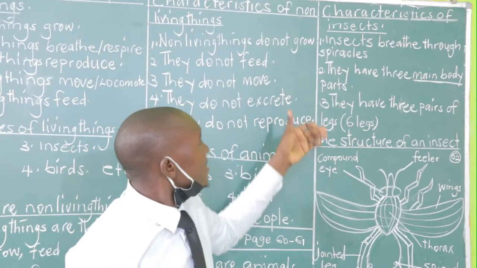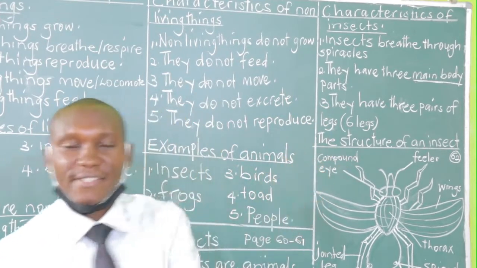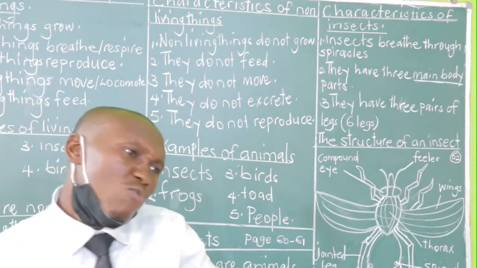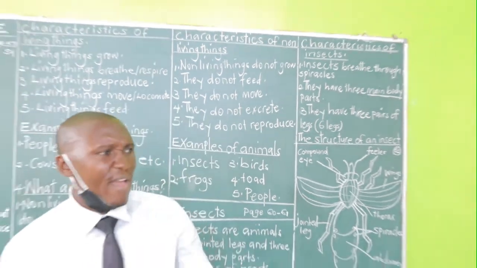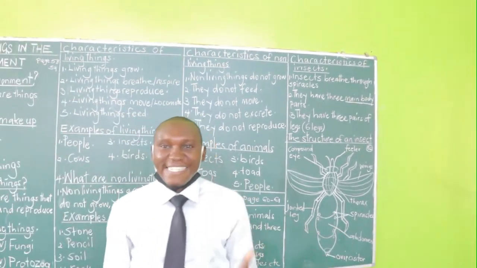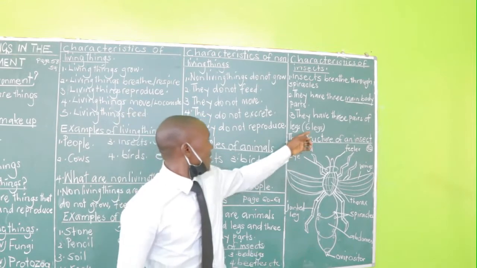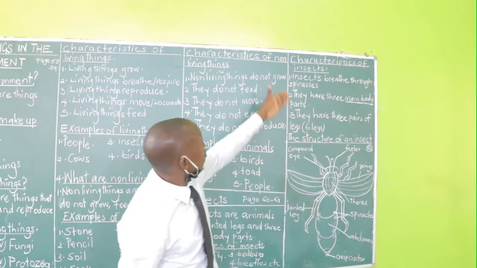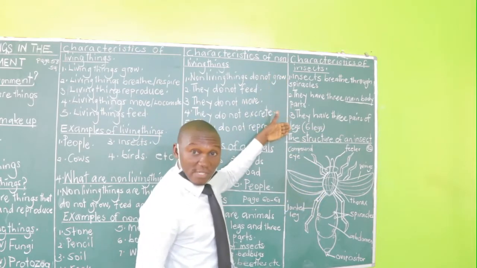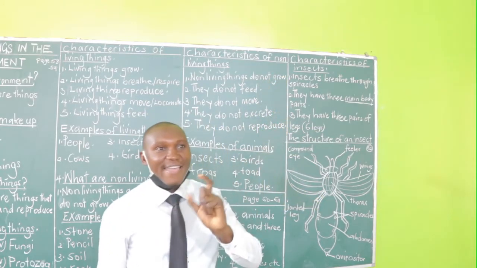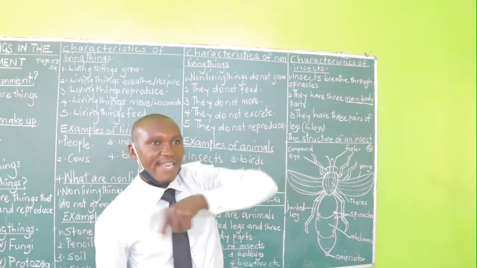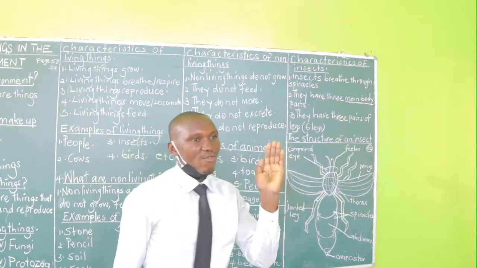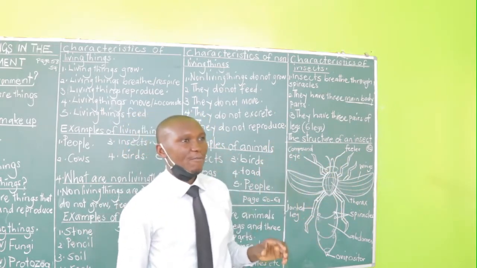Thirdly, insects have 3 pairs of legs. If you don't want to write the word pair, you say insects have 6 legs. As simple as that. So when you consider these 3 characteristics, you classify those things you are seeing as insects, then you remove those ones that are not insects.